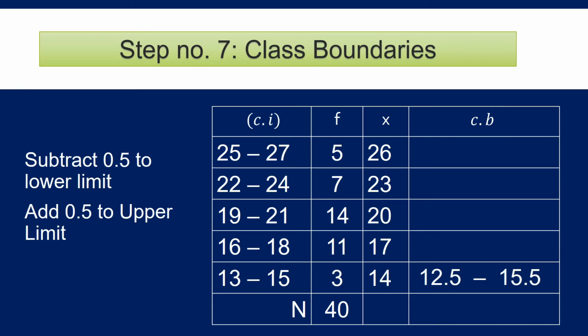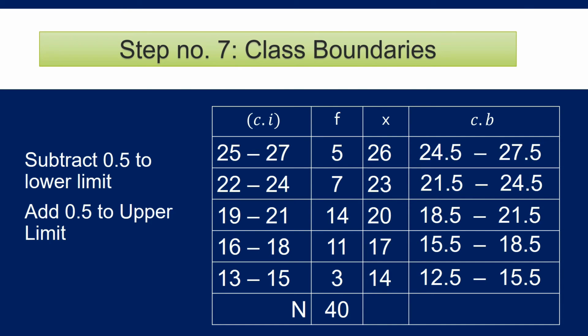Doing the same steps on the second class interval, we have there 15.5 and 18.5, subtracting 0.5 from the lower limit and adding 0.5 to the upper limit. You just have to repeat the steps for the rest of the classes.